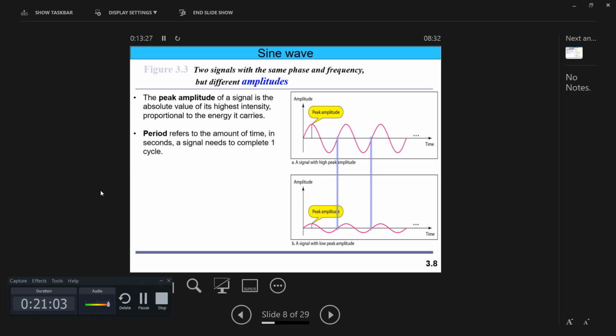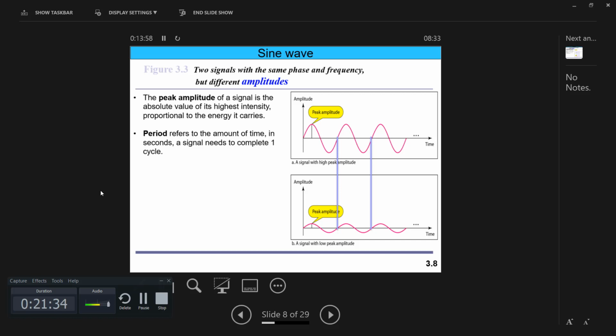That is the first one, the amplitude. The period is the amount of time in seconds the signal needs to complete one cycle. That is the definition of the period. If I ask you what the period of the signal is: the amount of time in seconds a signal needs to complete one cycle. This one cycle is a pattern that will be repeated. The time of this pattern, T, is the period of this signal.